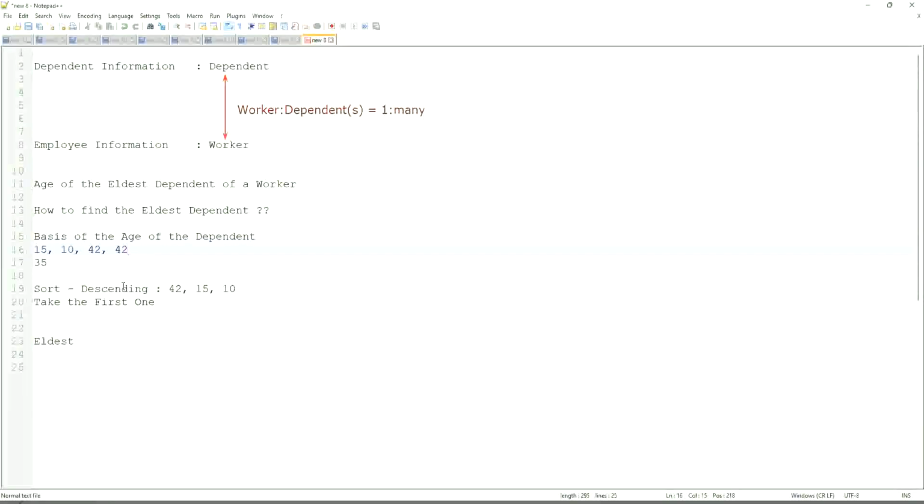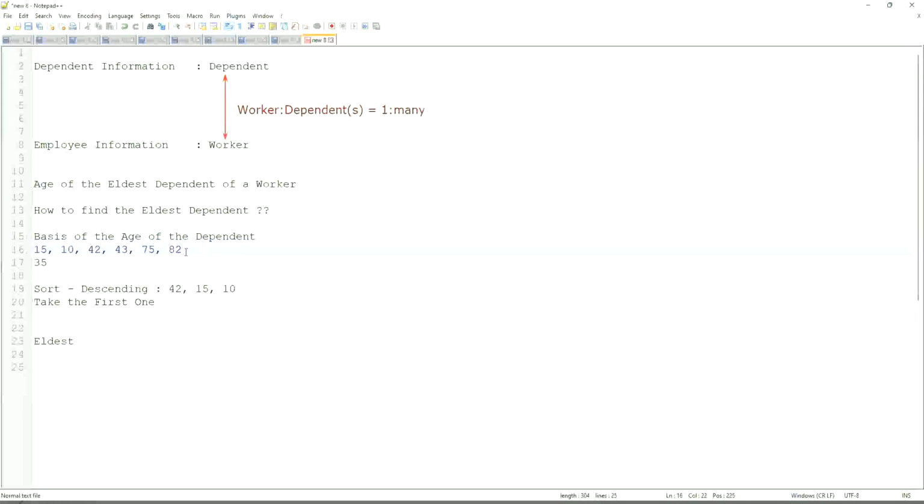But in this case, let's say you have more numbers like 42, 43, 75, 82, and so on. If one worker has so many dependents with these ages, is the logic that we have defined absolutely bulletproof? Only one problem: if there are multiple dependents with the same age, for example if there are only children as dependents and there is a twin of the same age. At that point it becomes difficult, but other than that it is more or less foolproof.